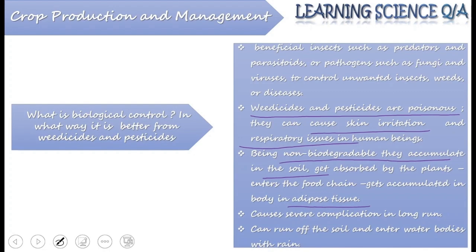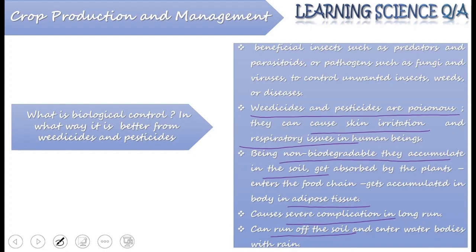If they are present in the soil with heavy rainfall, they can run off the soil and from there they can enter the water body, and there they will contaminate the water and become a reason for the death of marine life. Also, they can become a reason for severe complications like cancer in the long run. So the precautions associated with the use of these chemical based weedicides and pesticides are always to be taken.